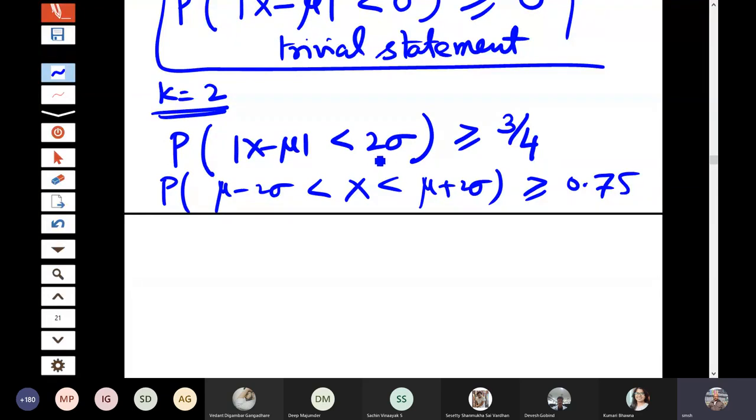Now you can change, in place of k equal to 2, you can put k equal to 3 and so on. So for example, if I put k equal to 3, then I will get 1 minus 1 by 9, that is 8 by 9. And 8 by 9 is of course almost 0.9. So in any given distribution between mean minus thrice the standard deviation to mean plus thrice the standard deviation, you have almost 90% of the probability content. So these are general statements that you can make.